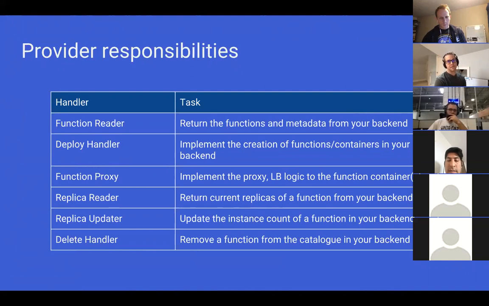Replica reader, just returning the number of replicas for that function itself from your backend. Replica updater is in charge of deploying additional instances of that function for more load. And finally, delete, removing the function from your catalog. Pretty straightforward with that one. And you need to implement that however way is best suited for your provider backend.